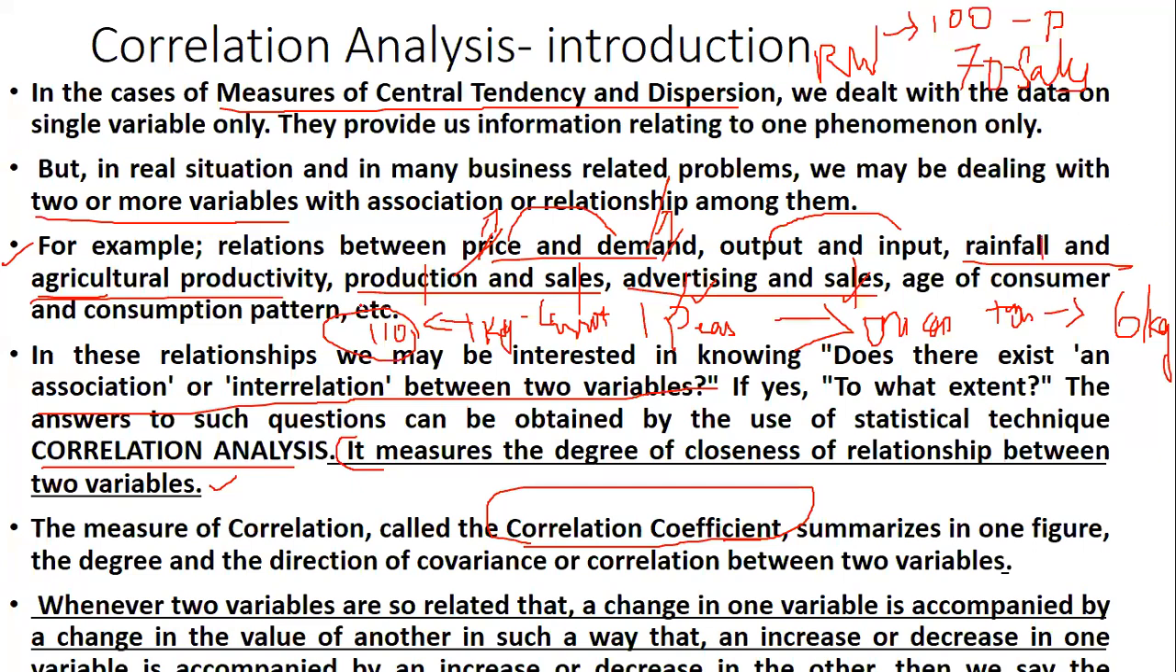If rainfall changes, agriculture productivity will change. If agriculture productivity has changed, it is because of rainfall. So if one factor changes, the other factor also will change in a similar manner. Okay, so an increase or decrease in one variable is accompanied by an increase or decrease in another variable. Okay, understood? So this is your correlation analysis. So we understand the relation between two or more variables in depth.